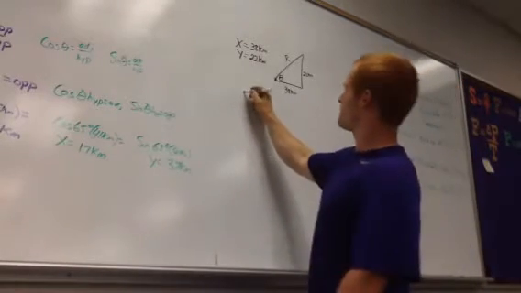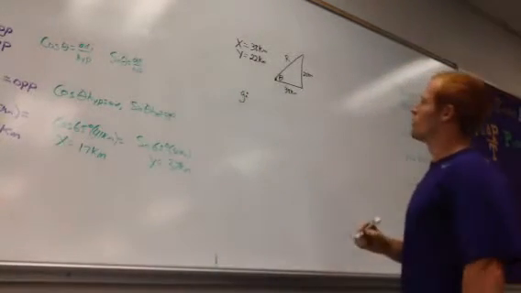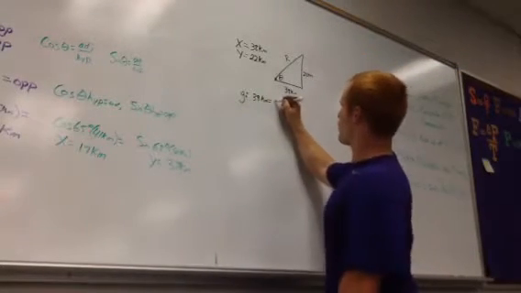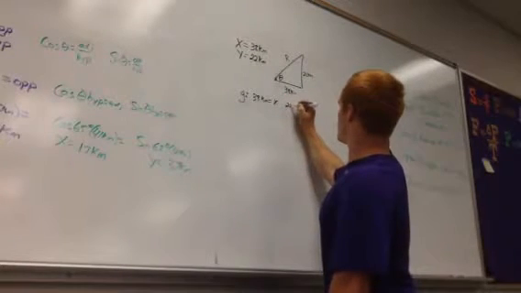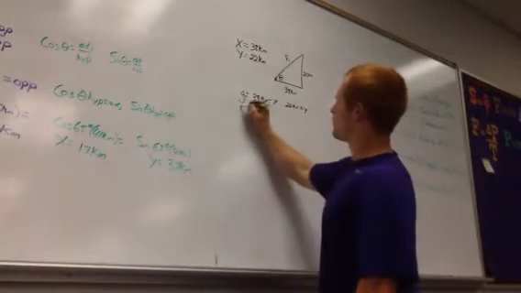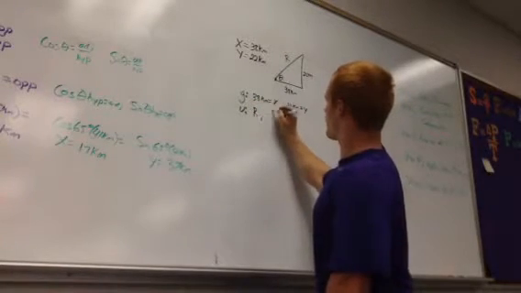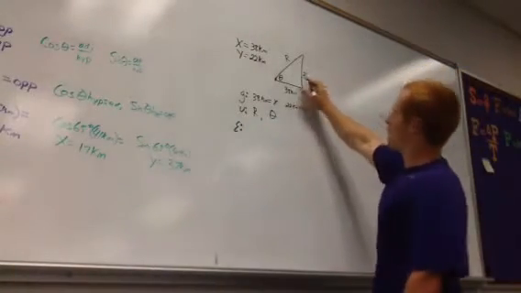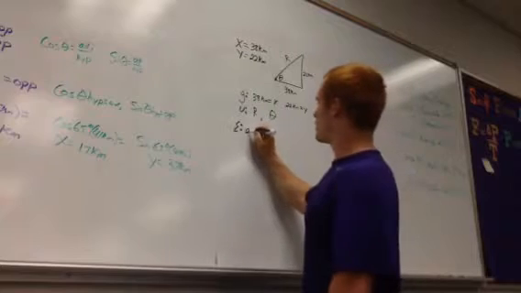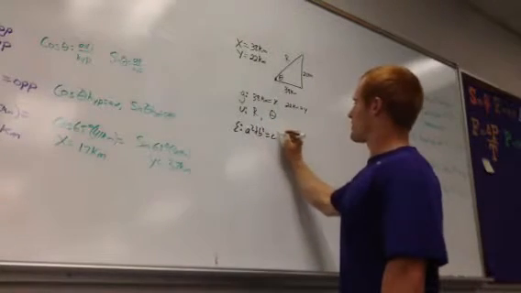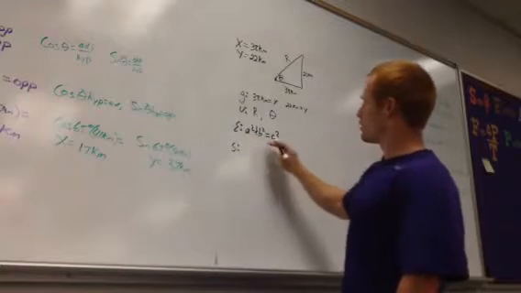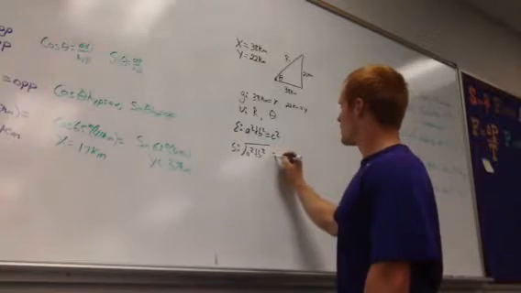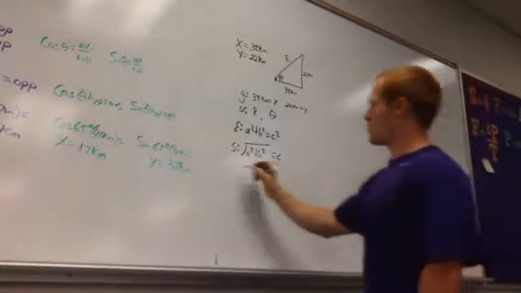So we are given 38 kilometers is our x value, 22 kilometers is our y value. Our unknown is going to be r and theta. Equation for r, because we don't have an angle right now, we're just going to use the Pythagorean theorem. So we'll do a squared plus b squared equals c squared. To solve it, we're just going to square root both sides. So we'll have the square root of a squared plus b squared equals c. We're going to just plug in those values.